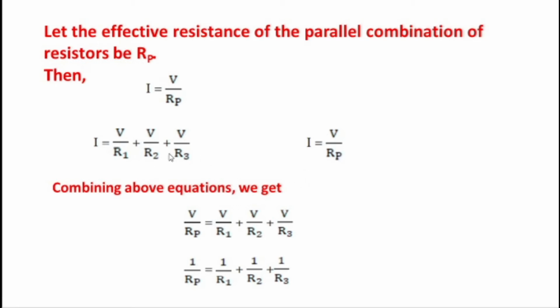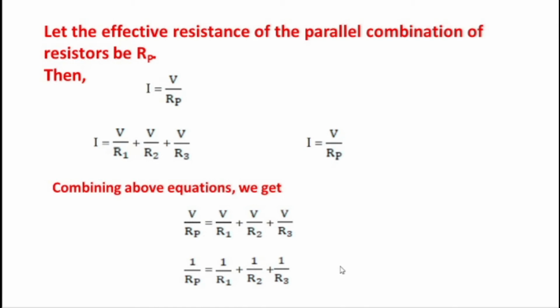So we equate the right sides, and we get V by Rp equals V by R1 plus V by R2 plus V by R3. We substitute the I value V by Rp into the equation. See, V is common on both sides. So we take V common and strike it out, and we get 1 by Rp equals 1 by R1 plus 1 by R2 plus 1 by R3.